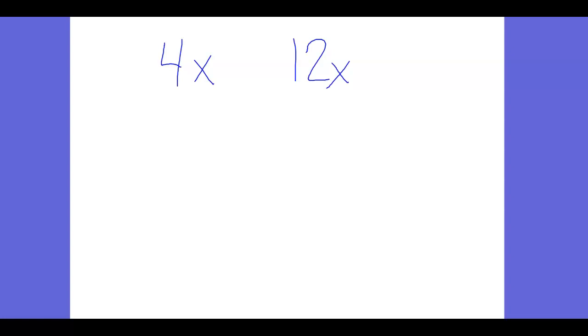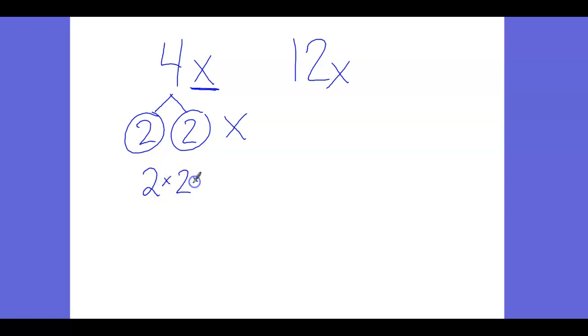Variables. So, if we wrote out the prime factorization of 4x, what can I break 4 into? 2 times 2. Okay, are they both prime? Yes. Okay, what else do we have multiplied to 4 though? X. So the prime factorization of 4x would be 2 times 2 times x, right?